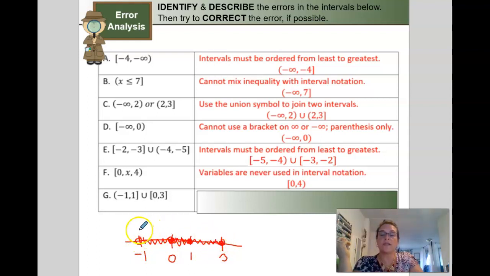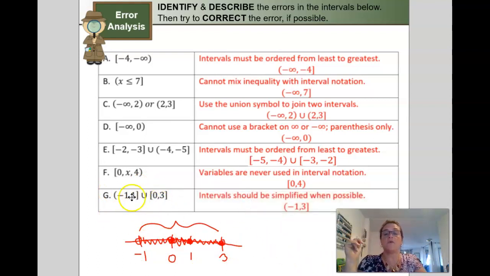So this really is just one interval, right? It's not a union of two intervals. So this needs to be simplified so that there's no overlapping area there in the middle, and that would make it the interval -1 non-inclusive to 3 inclusive.